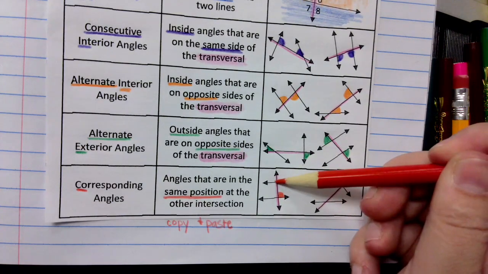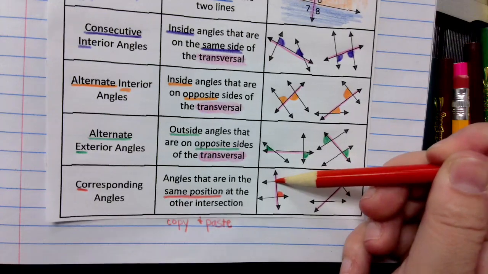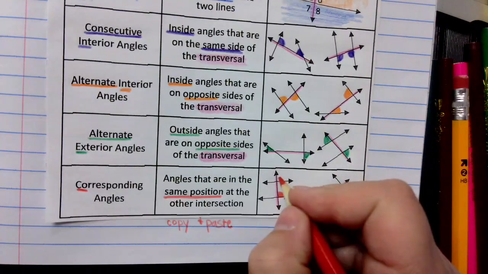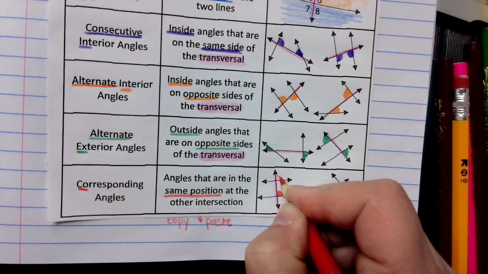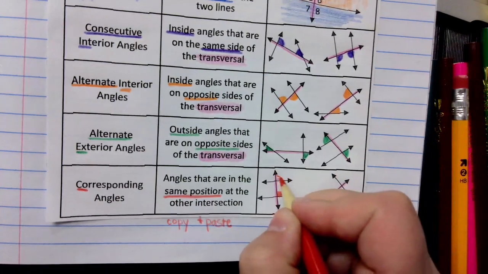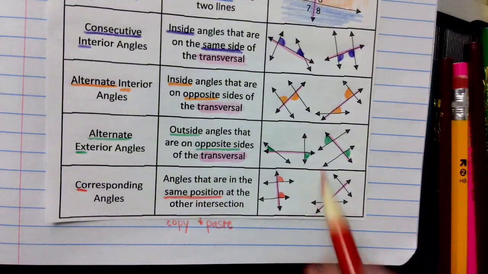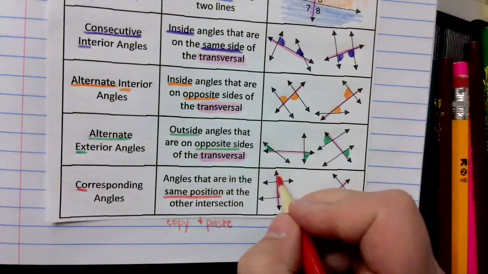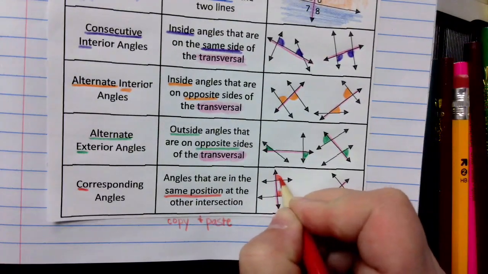So am I going to be kind of up to the left, up to the right, down to the right, or down to the left? So it's going to be that one that's up to the right. It's just like we took this, like we cut this out, and we pasted it up there. It's in the exact same position as the other one.